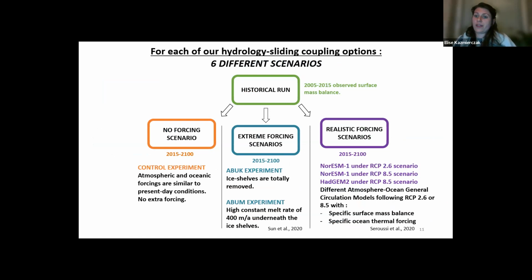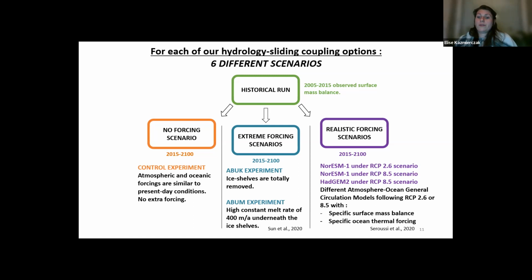All these runs start in 2015 and end in 2100. The no additional forcing scenario, considered as a control experiment, is used as a benchmark to compare the other results. The realistic scenarios follow three different atmosphere-ocean general circulation models, AOGCM, with specific surface mass balance and specific ocean thermal forcing under RCP 2.6 and 8.5. These scenarios are taken from the ISMIP6 experiment described in Seroussi et al. 2020.